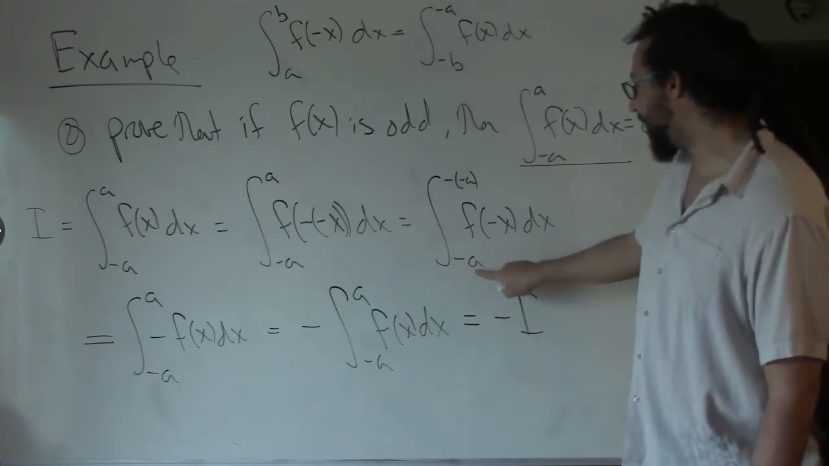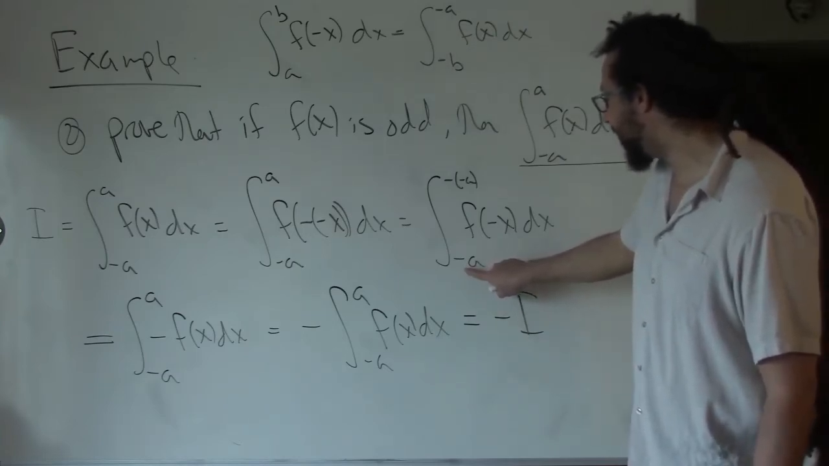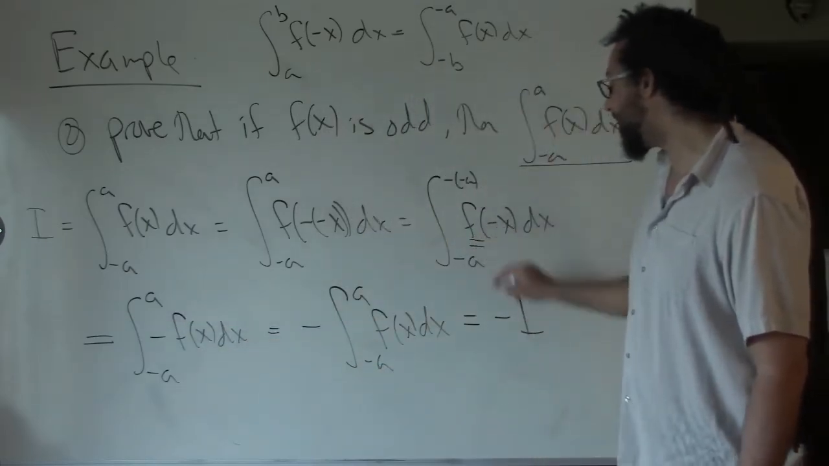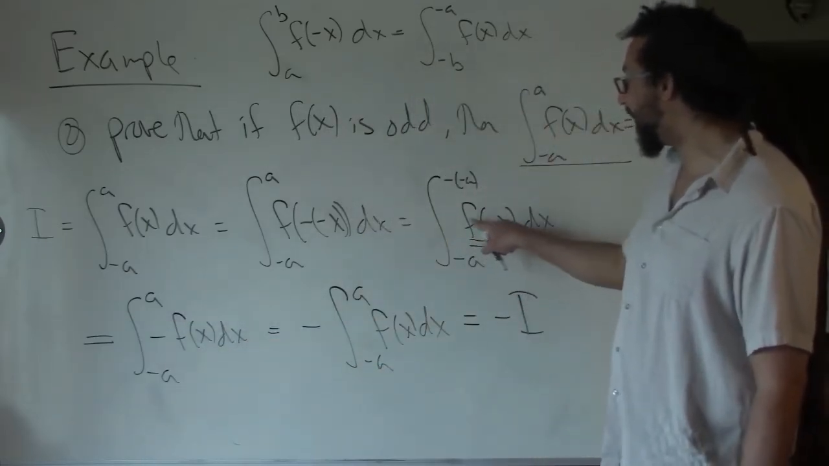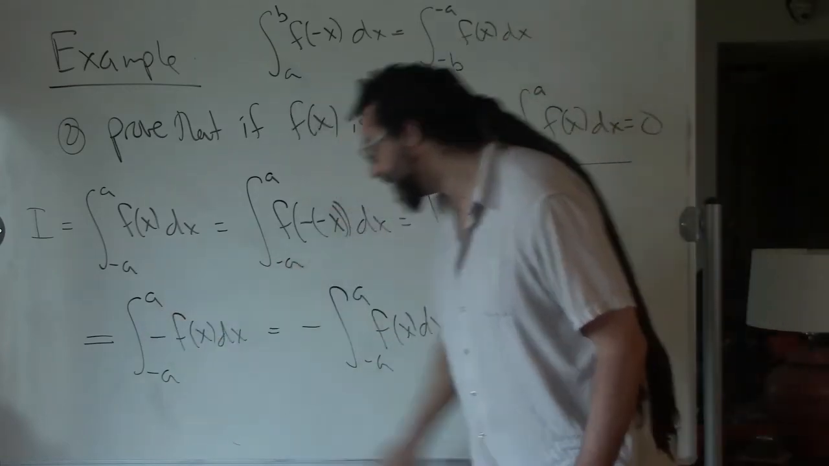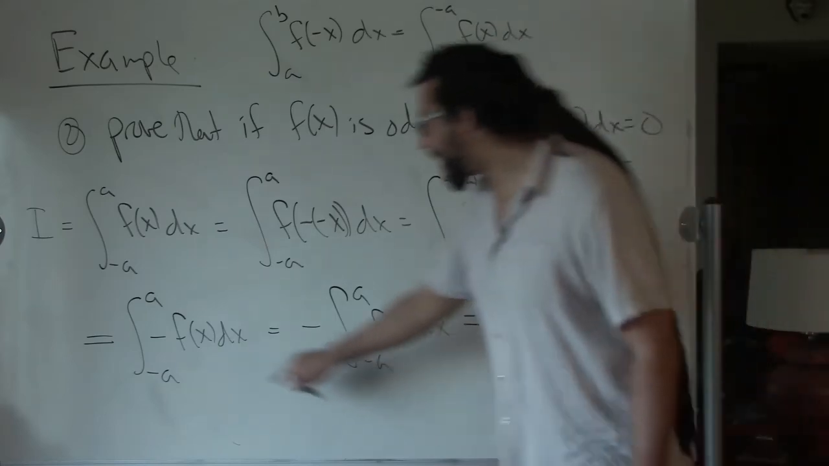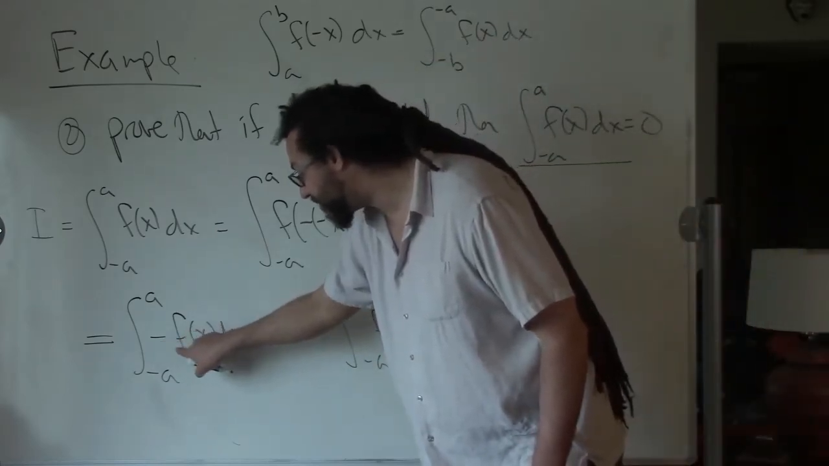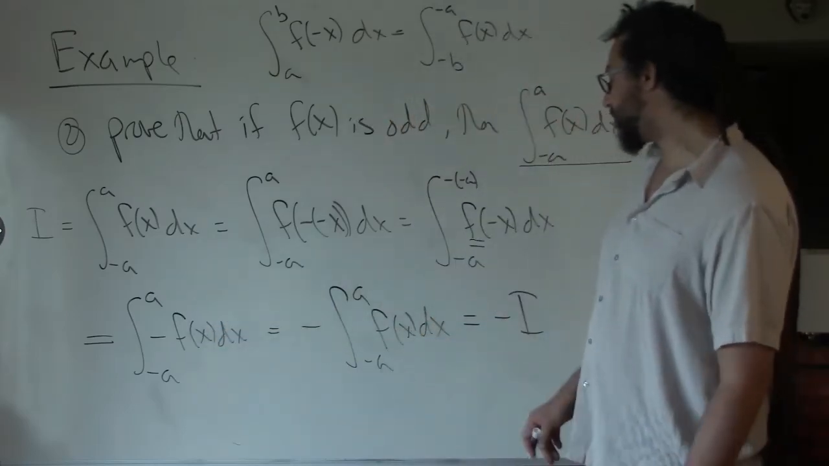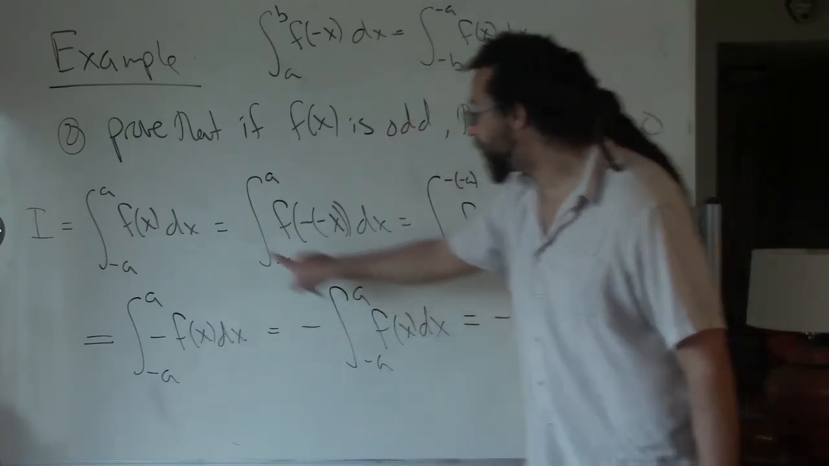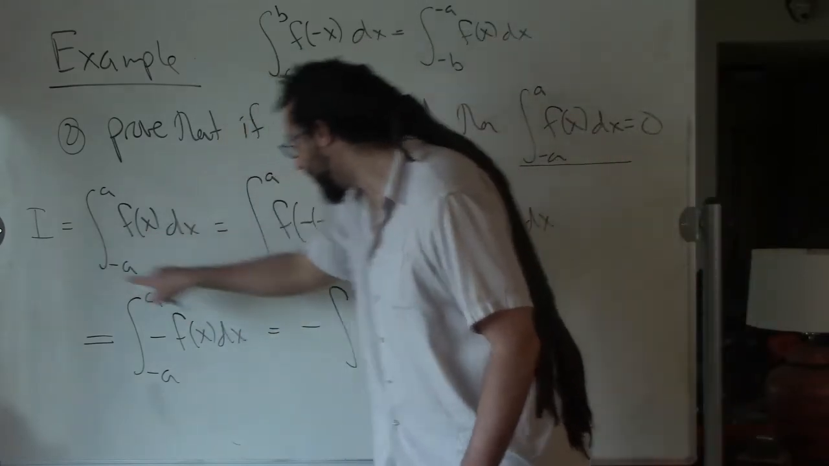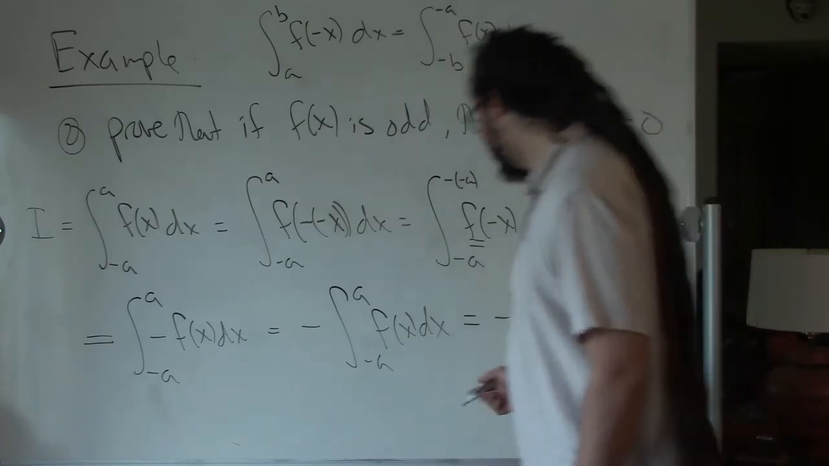And so now I've got the integral from negative a to positive a, and then using the fact that f is an odd function, I can write the negative sign out in front. So that's how I got from here to here. And now I can write the negative sign in front of the function out in front of the integral. That's all I did from here to here. And so look, we got negative the thing that we started with. So that's negative I. So we've shown that I is equal to negative I.